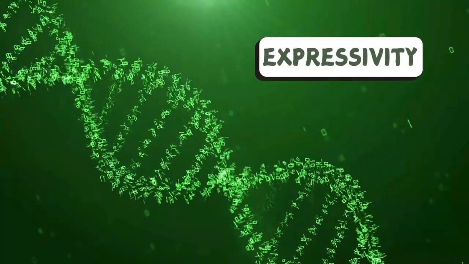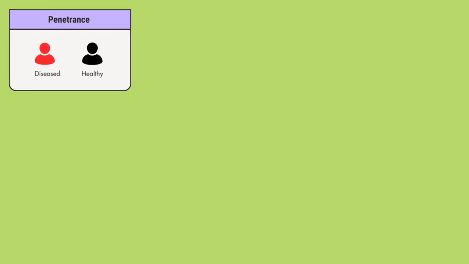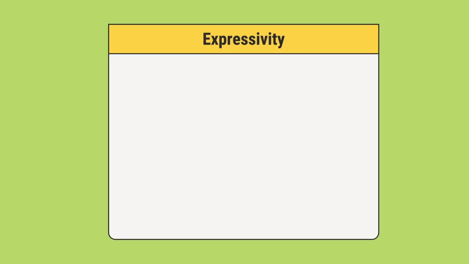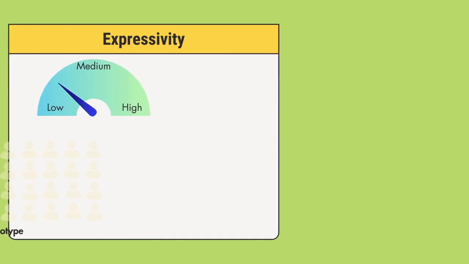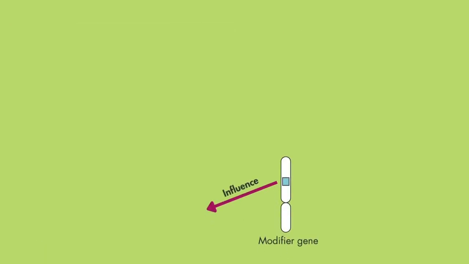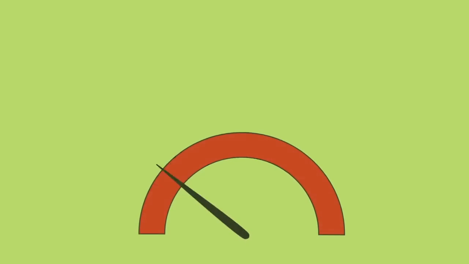Next up, let's talk about expressivity. If penetrance is about whether a trait shows up, then expressivity is about how that trait actually manifests, its severity or mildness in any given individual. Expressivity helps us understand the range of a phenotype associated with a particular genotype. Modifier genes may enhance or reduce the expression of disease-causing genes by altering how strongly certain traits appear.